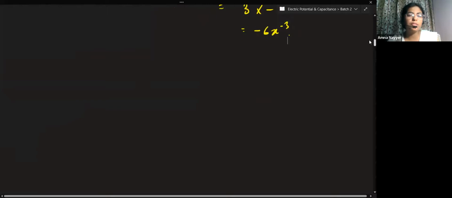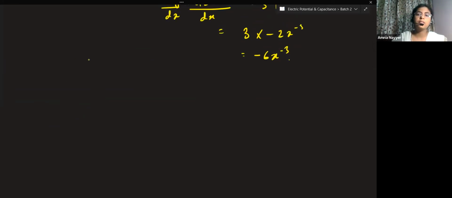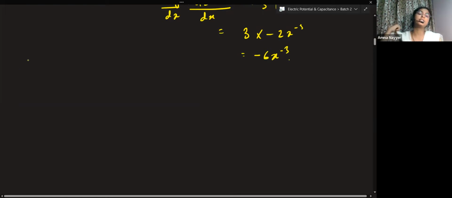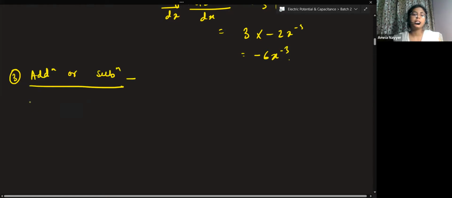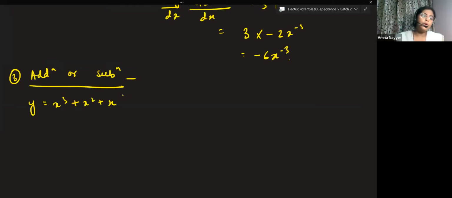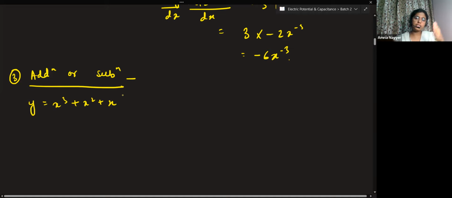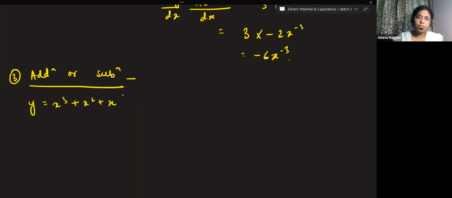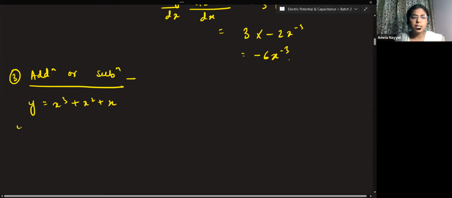Now see, one more property before we discuss the integration portion. One more property is the property of addition or subtraction. If you have addition or subtraction, take a random example like x cube plus x square plus x. How do you differentiate it? You know how to differentiate individual quantities. So whatever are the individual quantities between these plus and minus signs, differentiate them the way they are differentiated, and just at the end, add them. Like if y is equal to x cube plus x square plus x, you have to make it dy over dx.